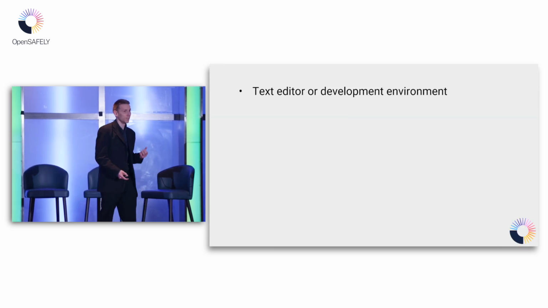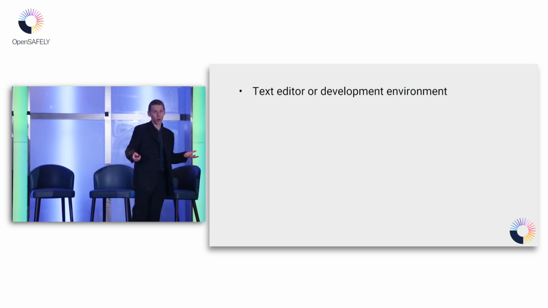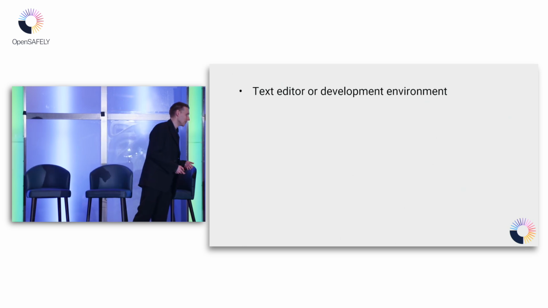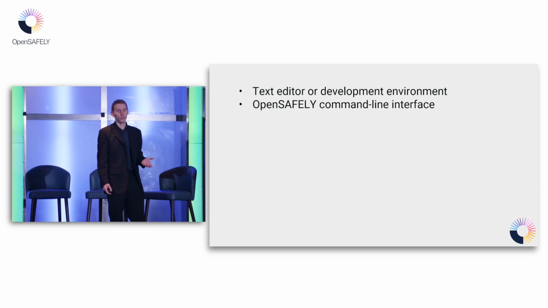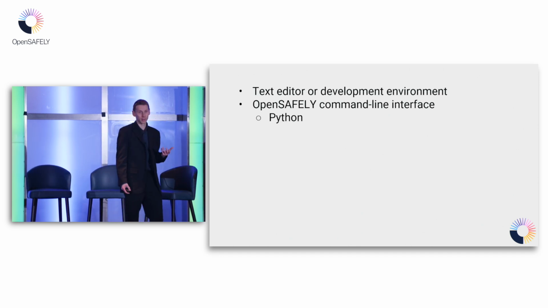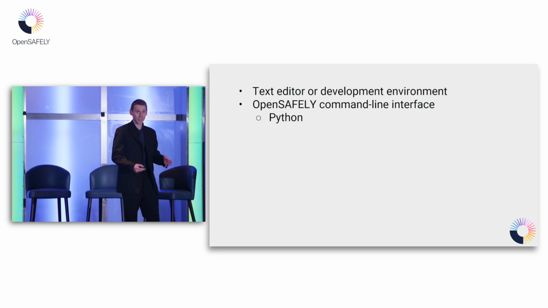What do they need? They need something like Visual Studio Code or some other development environment, code editor, RStudio, Jupyter, something like that. They need something like the OpenSAFELY command line tool. This lets people run their OpenSAFELY project on their own machine in the same way as it runs on the secure platform. That, in turn, uses the Python programming language to run, so they need that installed.